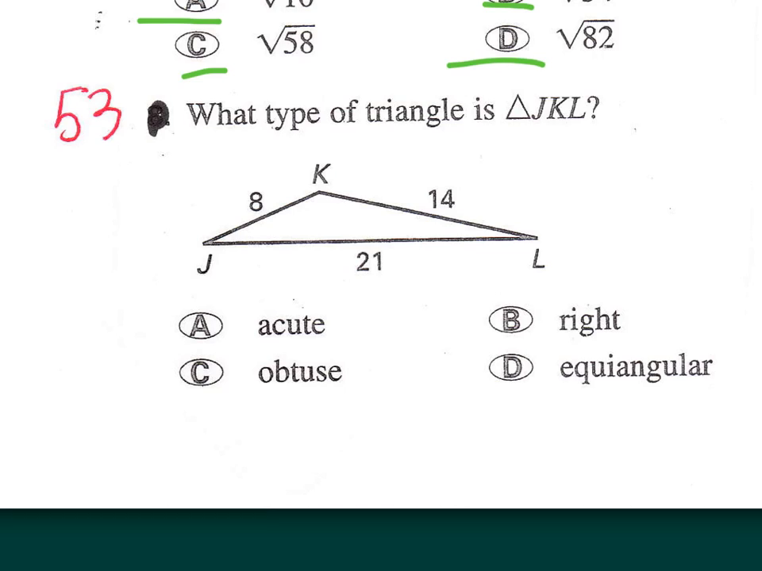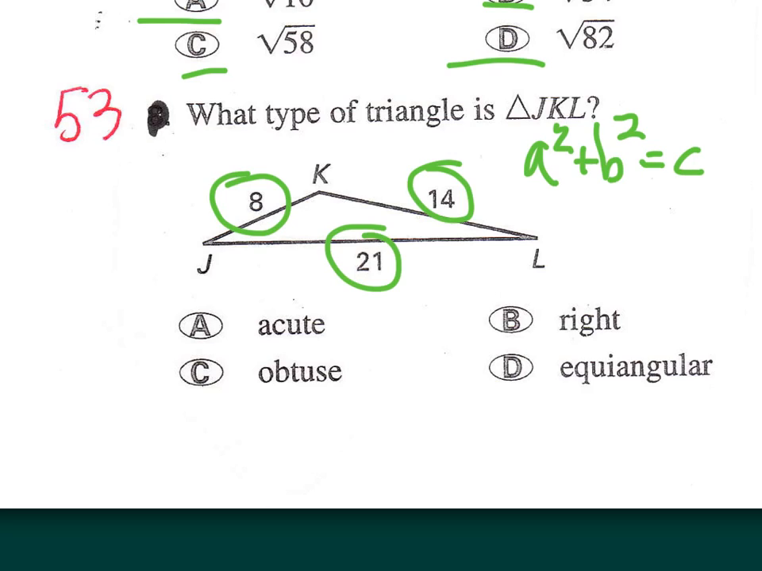Number 53, we want to know what kind of a triangle this is. Now we're given our sides of 8, 14, and 21. Plug those into your Pythagorean theorem, right? And remember, if they come out equal, it'll be a right triangle. If A and B come out bigger than C, it's going to be an acute. But if they turn out to be less than C, remember it'll be an obtuse angle, okay? So use that information to figure it out. Is it going to be A, acute, B, right, C, obtuse, or D, equiangular? Take your time.